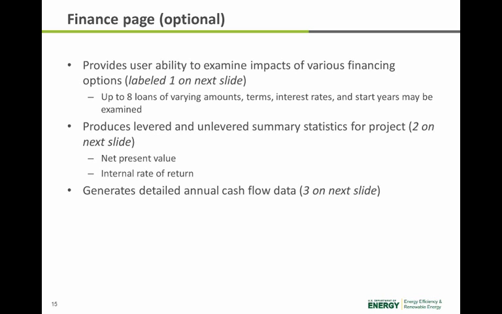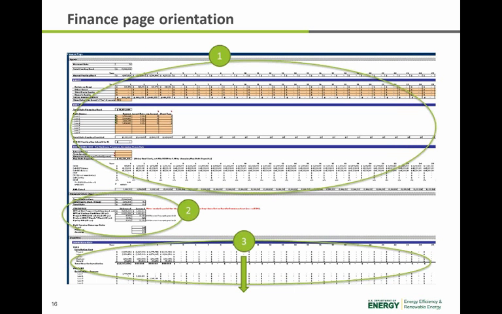And then after entering that data, you can go further down on this sheet and look at various financial summary statistics such as net present value and internal rate of return and compare the values both with debt and without debt and see how they've changed. And then finally on this sheet, there's quite a bit of detailed cash flow data on an annual basis.